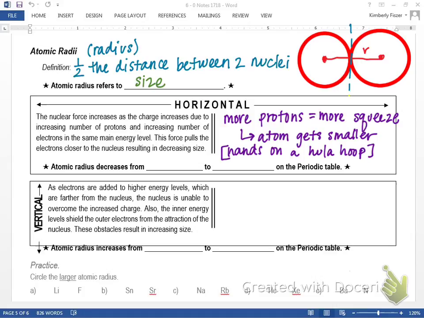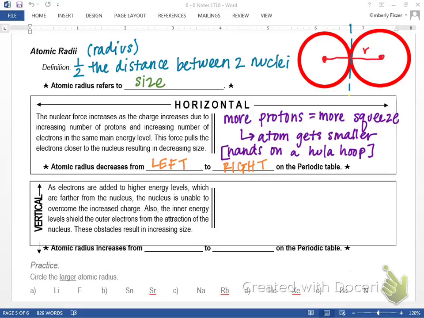So I'm always going to start on the left with the big ones and get smaller as I move to the right. On your right side, those are your teeny tiny little, I'm going to squeeze this hula hoop in as close to me and love all of my electrons. All right, so now we've got our side-to-side practice.